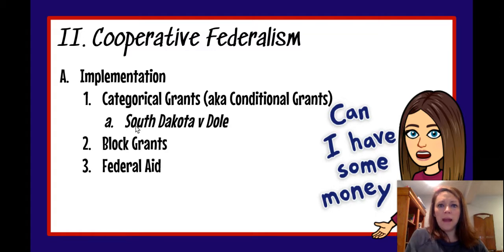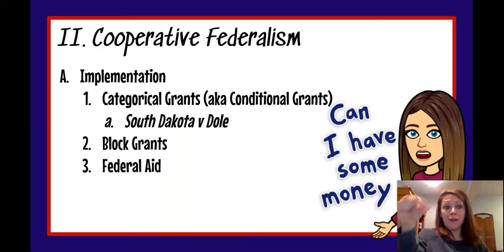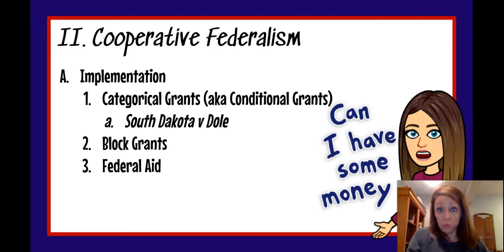Okay. And that's exactly what happened in this court case of South Dakota v. Dole. Okay. South Dakota was like, I don't really want to make my drinking age 21. And the federal government was like, fine, we're going to take the money and that's going to be it. Okay. So now 21 is the legal drinking age across all the United States.